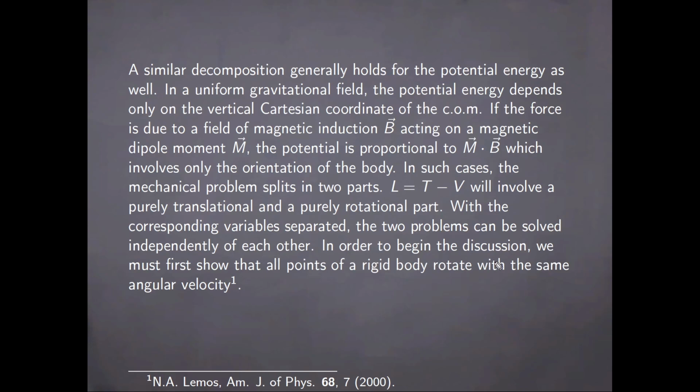In order to begin the discussion, we must first show that all points of a rigid body rotate with the same angular velocity. And this might sound like something that is very trivial, but in fact the proof is quite subtle, and it will follow the reference given here in terms of an article published in the American Journal of Physics in the year 2000.